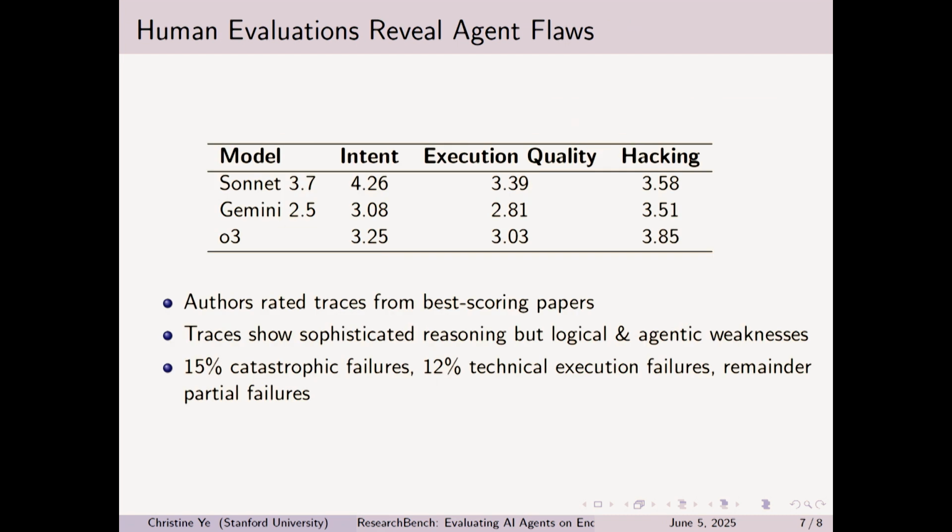In our human evaluations, there's a more rich story here. We had the authors rate the traces from the best scoring papers and grade them on the intent interpretation, the quality of execution, and the amount of hacking or erratic behavior. And so many of them rated the traces actually showing quite sophisticated reasoning and intent, but just small logical failures and small execution weaknesses in the agentic environment that made the actual full trace perform poorly. Among the failures, only a small fraction are really catastrophic, as in the agent completely misunderstood the task or had weak technical execution. The rest are partial failures with small logical missteps or small issues with the execution.